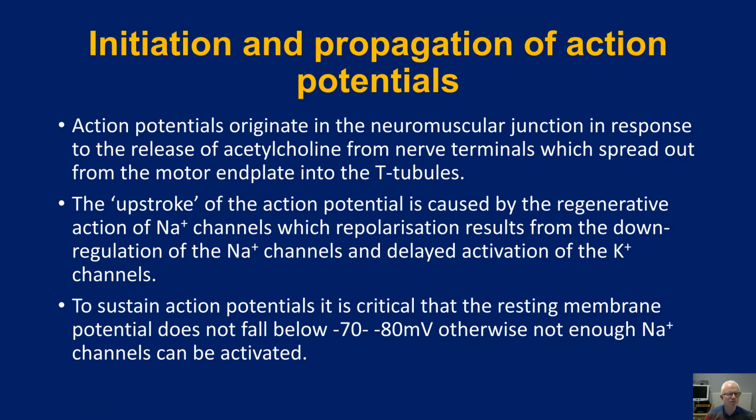So let's start with stage 1, which is referred to as the initiation and propagation of the action potential. Remember, what's happening is that you're getting an electrical signal coming in because you need to innervate the fibre. Action potentials are just the posh term for that. Action potentials originate where? In the neuromuscular junction, because they're coming from the peripheral nerve, in response to the release of acetylcholine from the nerve terminals. They spread out from the motor end plate into the T-tubules. The T-tubules are basically a structure that surrounds the sarcomere, like a matrix of pipes and tubes.